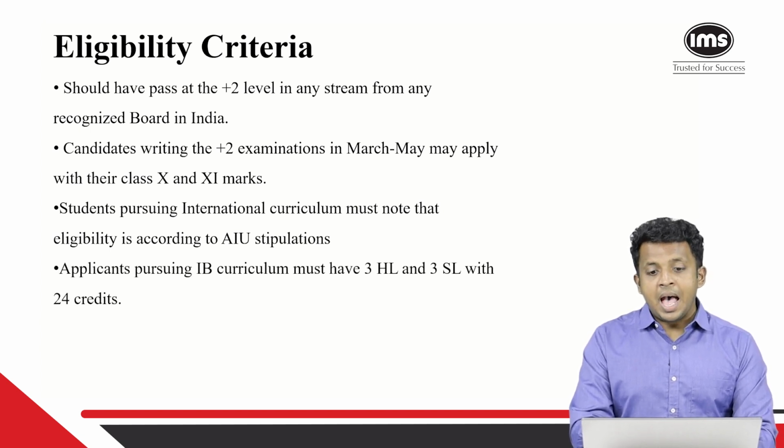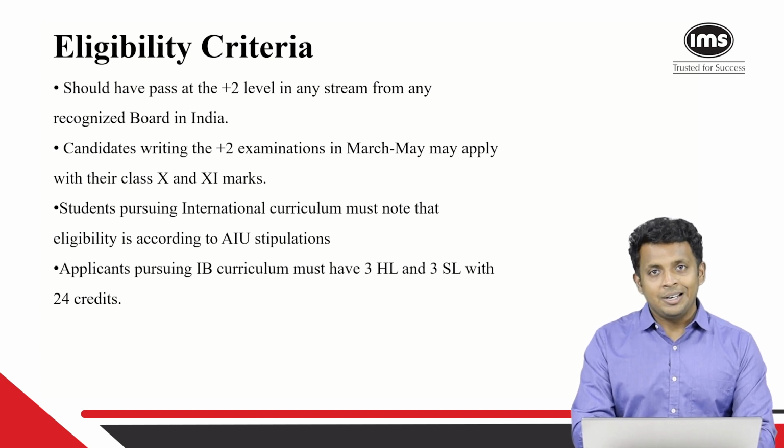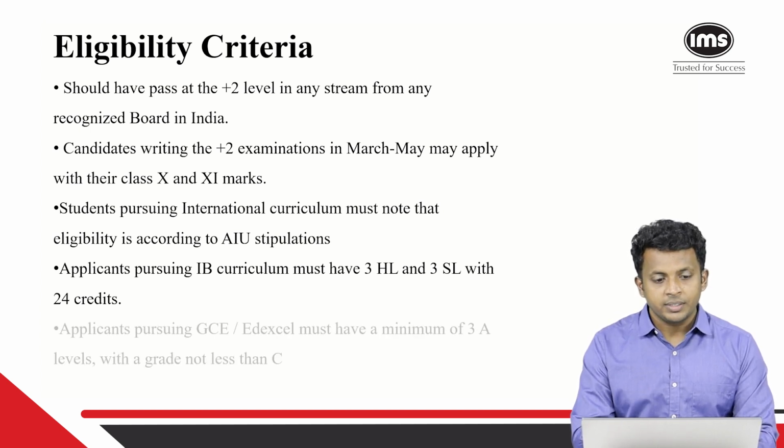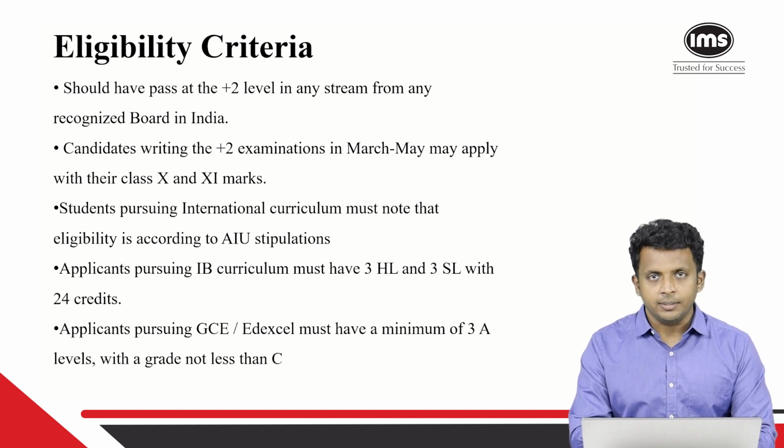Applicants studying in the IB curriculum must have 3HL or a higher level and 3SL or a standard level with 24 credits. And finally, applicants pursuing GCE, that's the General Certificate of Education, or the EdExcel must have a minimum of 3 A levels with a grade of not less than C.